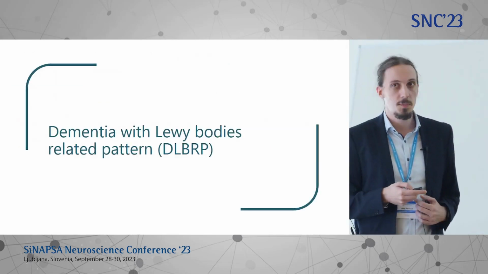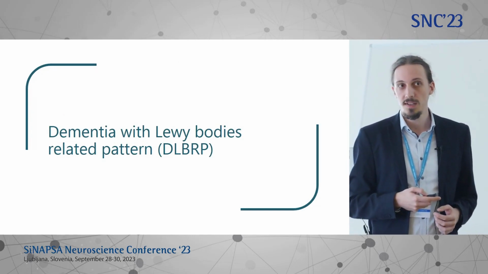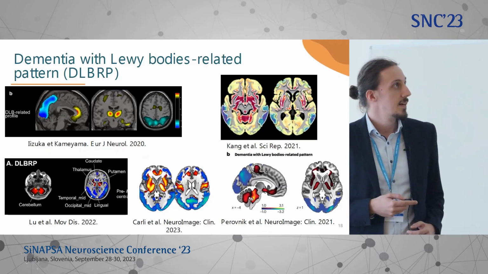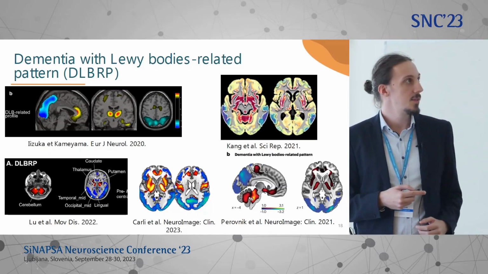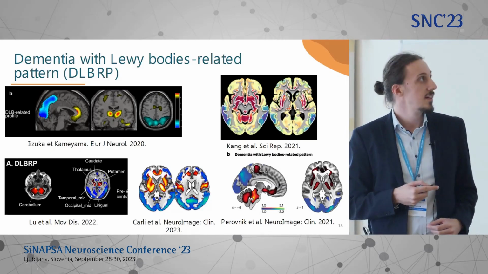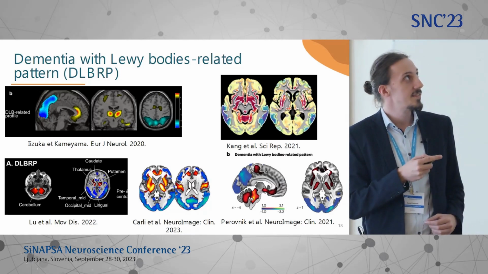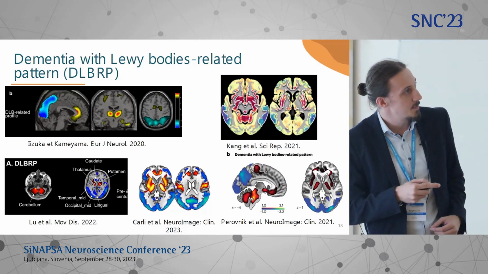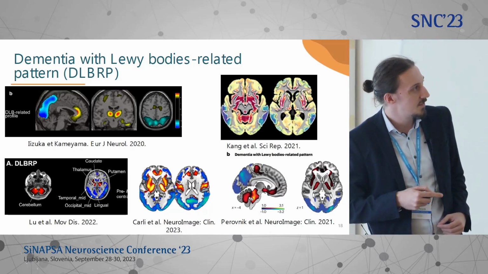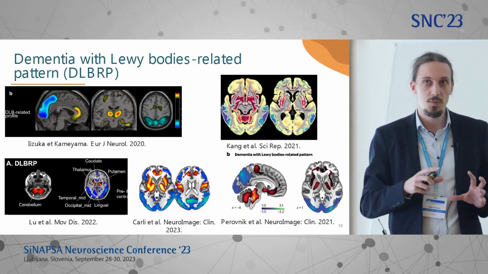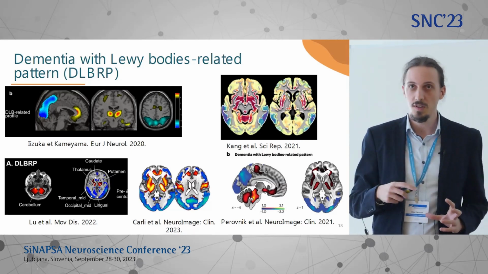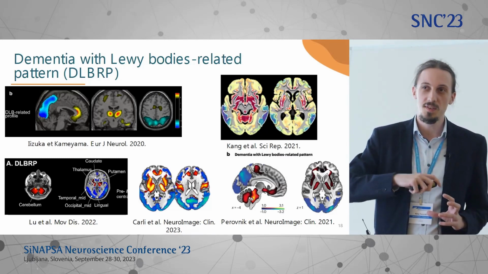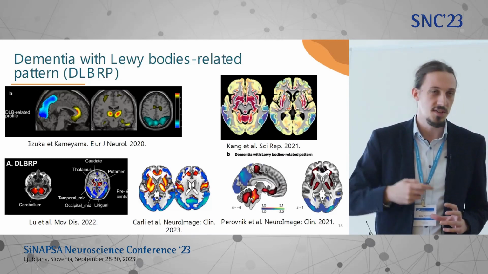Then the second part will be devoted to dementia with Lewy bodies, which is the second most common neurodegenerative dementia. And similar to ADRP, though this work is more recent, various groups have tried to identify the so-called dementia with Lewy bodies related pattern. And here, this is a busy slide, but there are 5 DLB patterns that were identified across the world. However, none of them has been confirmed to also work in data from other centers.